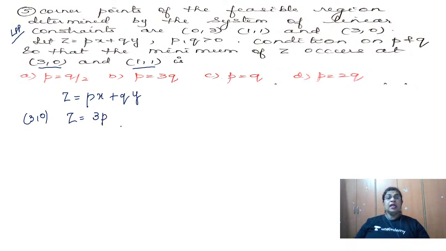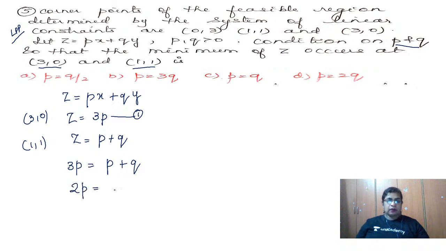Keep it aside. Next point is (1, 1). Substitute once again. So what is z there? z is equal to p plus q. Already you know from this first equation what the z value is. Substitute. So the z value is nothing but here 3p is equal to p plus q. They've asked me the condition on p and q. Okay, so bring p's together and q separate. So 3p minus p, you're getting 2p is equal to q.